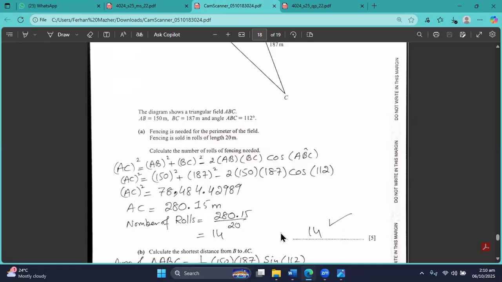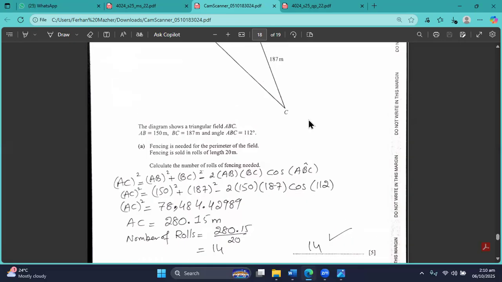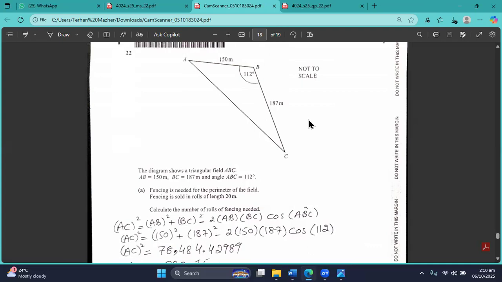Okay, fencing is needed for the perimeter of the field. Calculate the number of the fencing needed. Here I just made a mistake. So, what is the total perimeter? I have not calculated it.